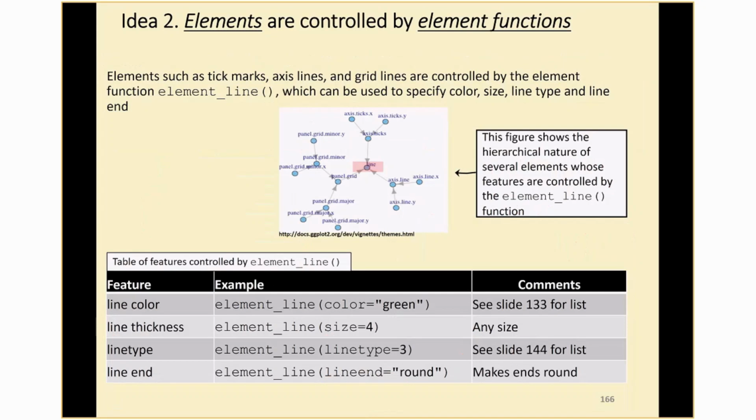And finally, we've got a bunch of elements which are essentially lines, and they're going to be controlled by the function element line. And here are some of the features of lines that you might want to control: their color, their thickness, their line type, and what they have at the end.